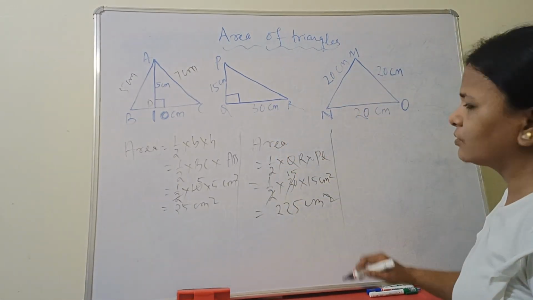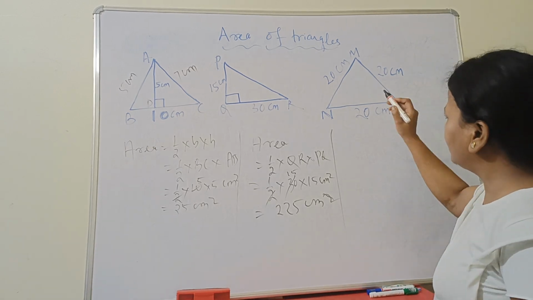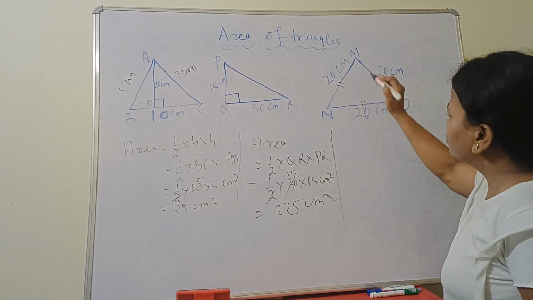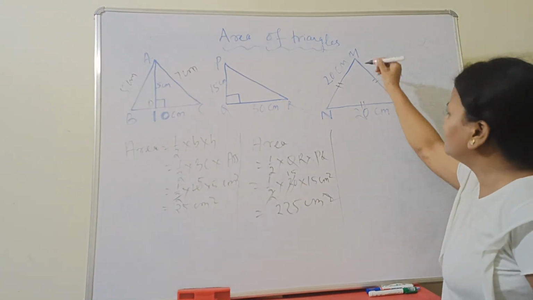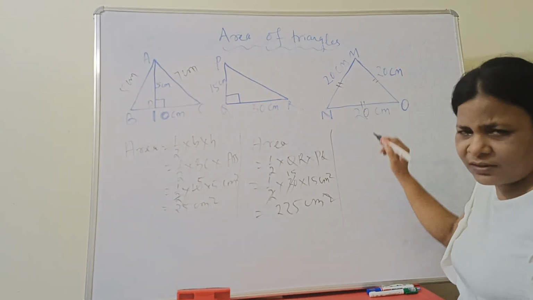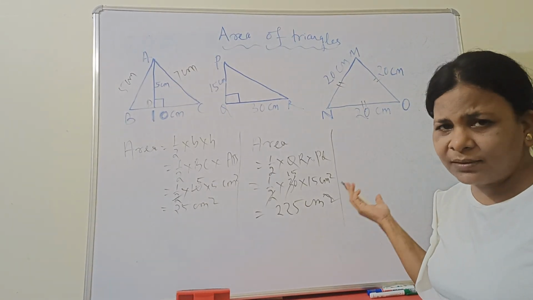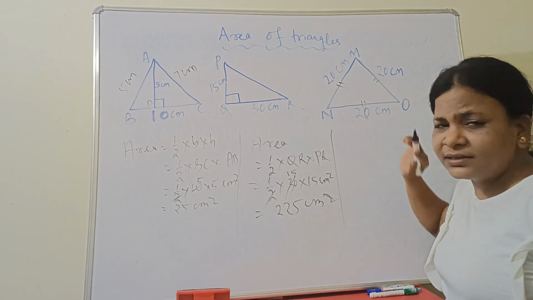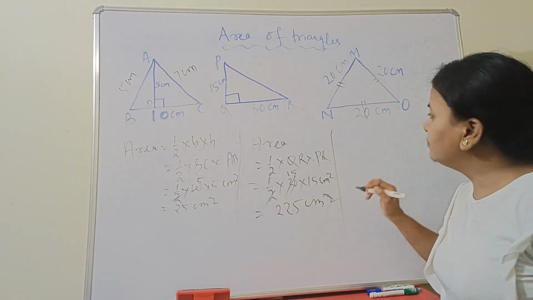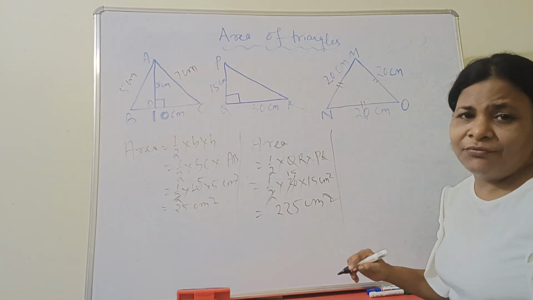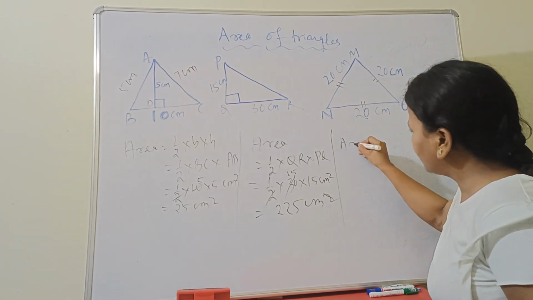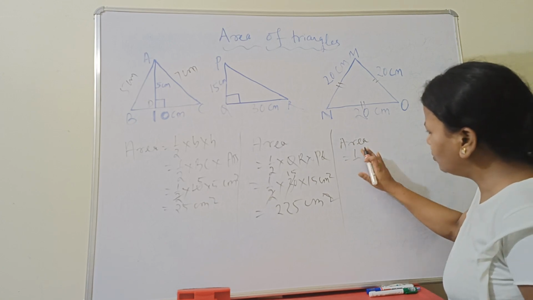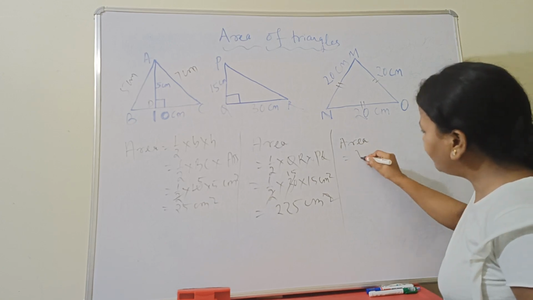But this is an equilateral triangle. In an equilateral triangle, three sides are equal to each other. So in this case, if the altitude on this base is given, we can find out its area by applying half into base into height. But as only the side is given and height is not given, we have to apply the formula root 3 by 4 a square. It is an equilateral triangle. That's why its area can be found out by taking root 3 by 4 a square.